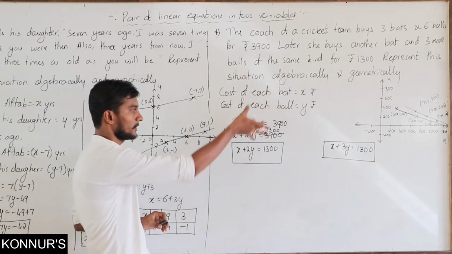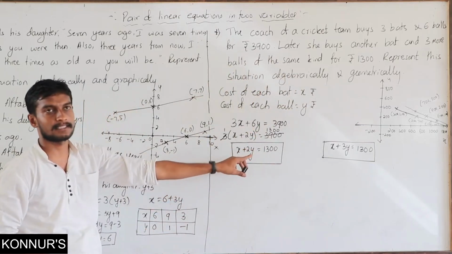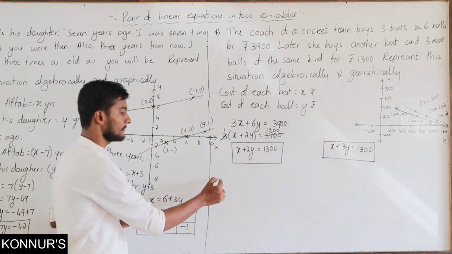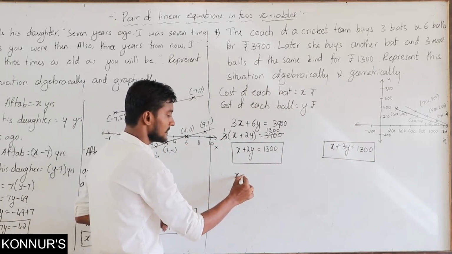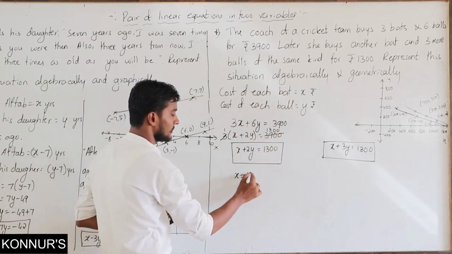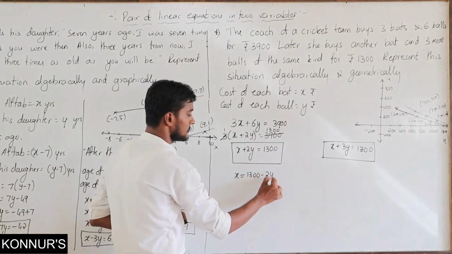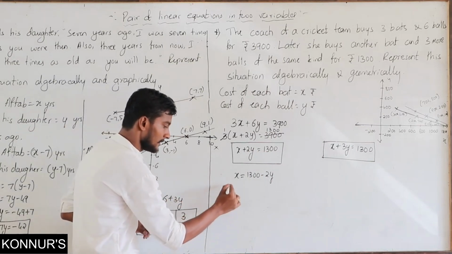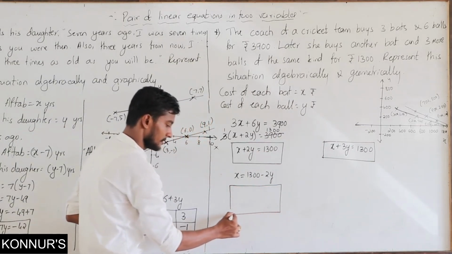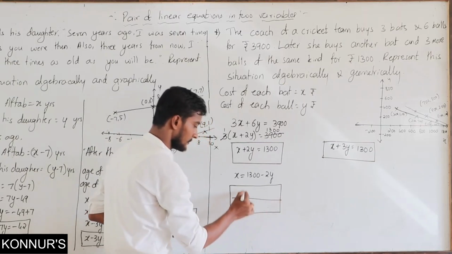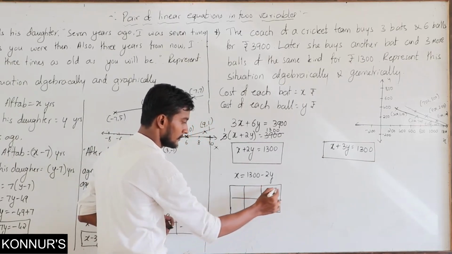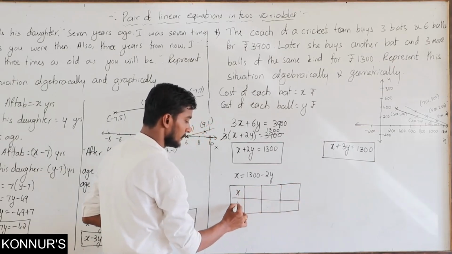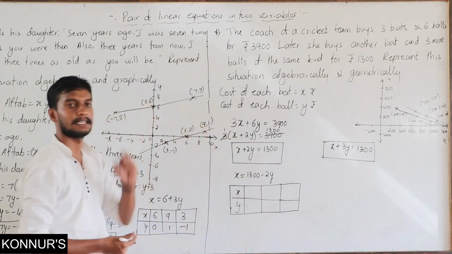So first, before putting a graph, we have to find the values of x and y for this equation also, and values of x and y for this equation also. So let us find the values. X is equal to, if you take 2y that side, 1,300 minus 2y. So in this equation, we have to put y values and we have to get x value.